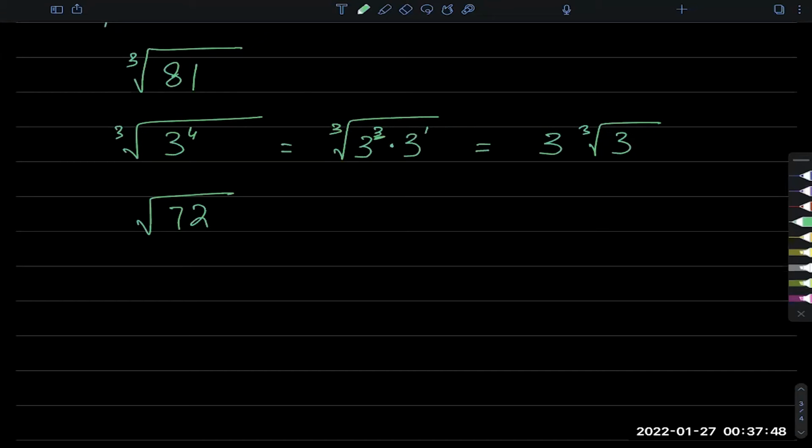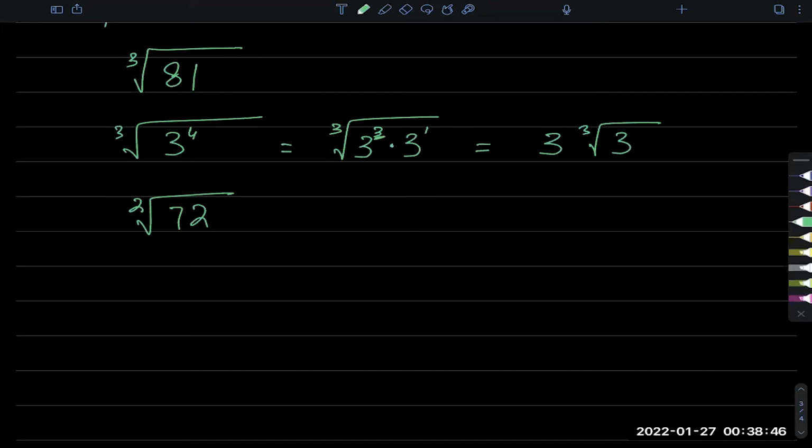Sir, is the final answer 2 cube into 3 squared? 2 cube and 3 squared. That is what 72 is, but that's not the final answer. Sir, you didn't write anything under the root. No, for the square root, when nothing is shown, that means it's 2. If there's nothing written over here, that means it is 2.